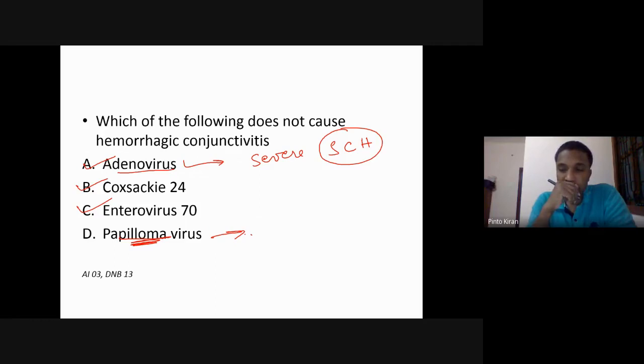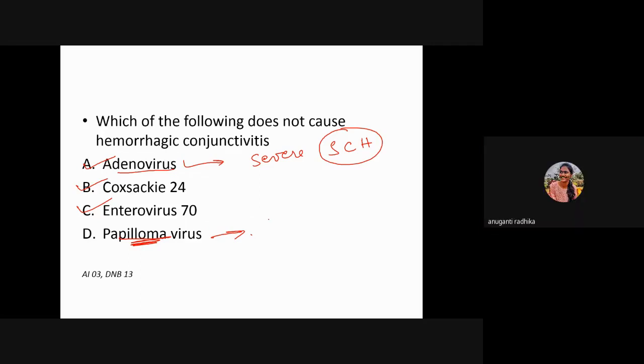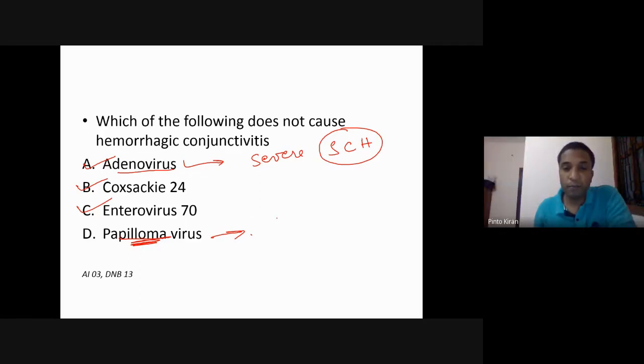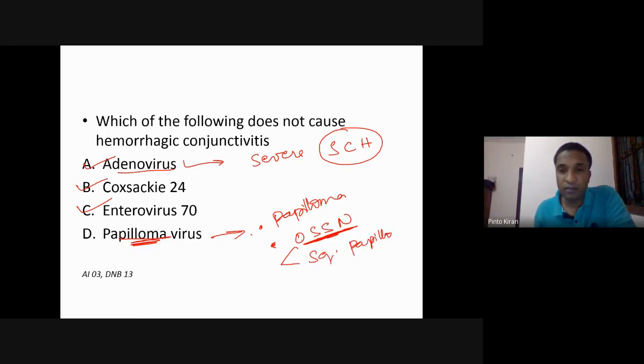Who will answer? Human papillomavirus. Yes, just like anywhere in the body, it can cause cancer. Basically, the papilloma formation, or else it can cause cancer, OSSN, ocular surface squamous neoplasia. It causes squamous papilloma, a benign lesion, or OSSN.